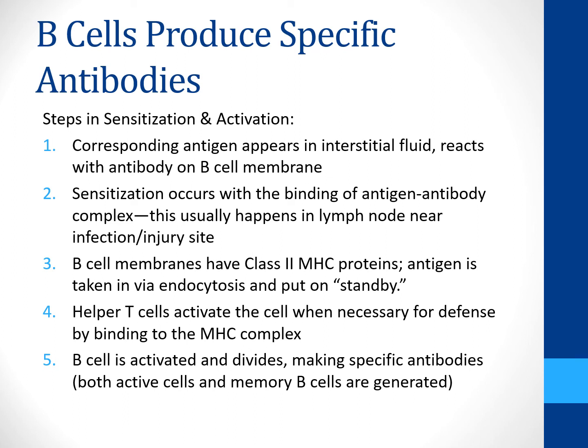B cell membranes have class II MHC proteins, and the antigen is taken into the B cell by endocytosis. And so then that B cell is put on standby, so it's ready to be activated, and a T helper cell has to activate the B cell by binding to the MHC complex. Once the B cell is activated, it's going to start dividing and making plasma cells. So it's going to divide and make active cells and memory B cells.